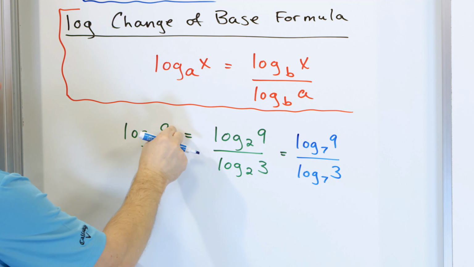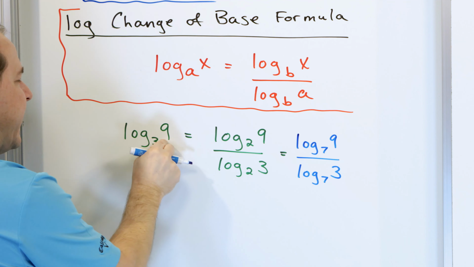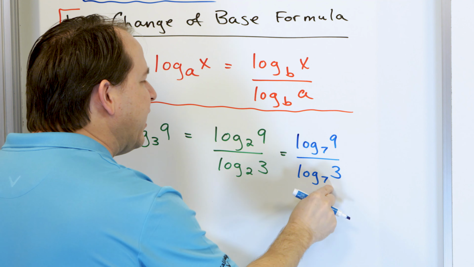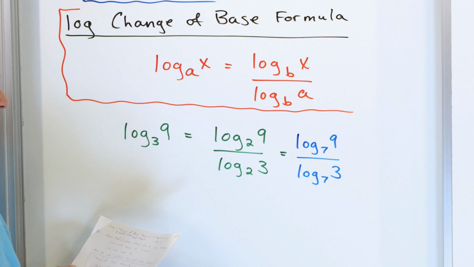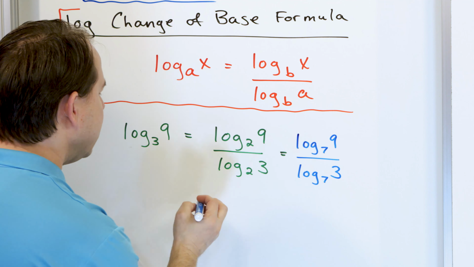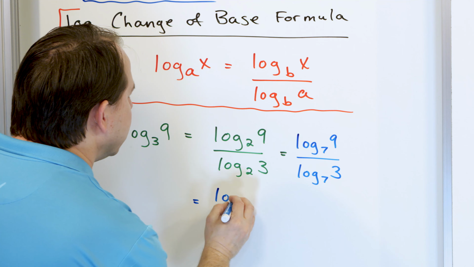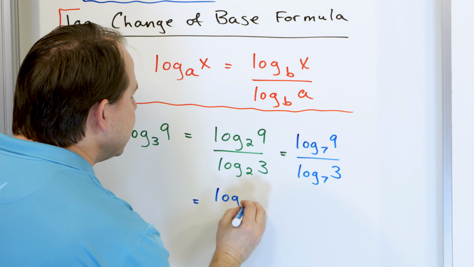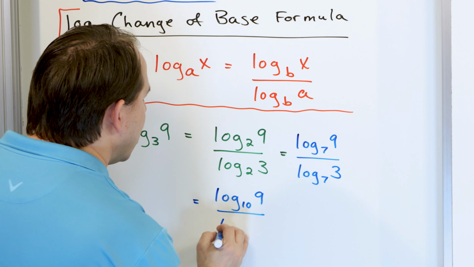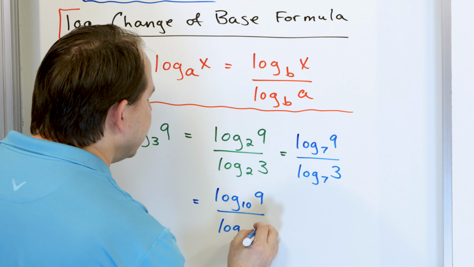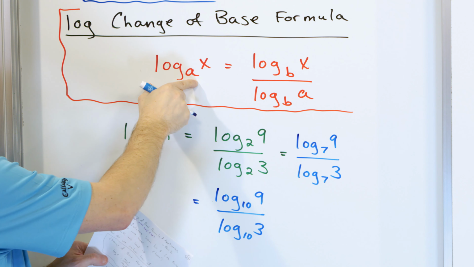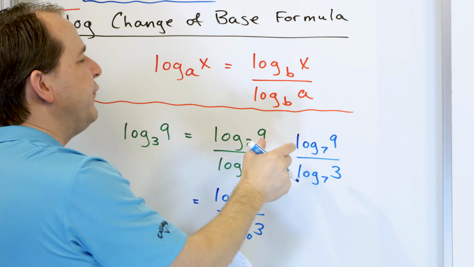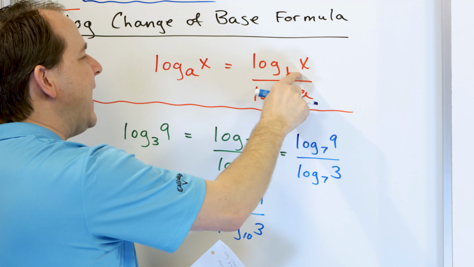You see what I've done? I'm still taking the log of 9. I'm still taking the log of the base, but now I've changed it to a log base 7. Now, the real reason that we use this so much is for the following. I can make it log base 10 of the number 9 over log base 10 of the number 3. So you see, in other words, I can transform this log into a division of 2 other logs of any base that I want.